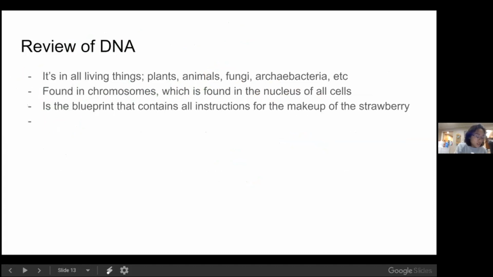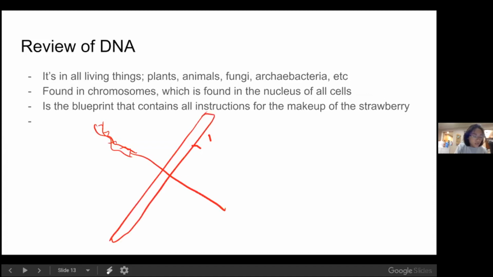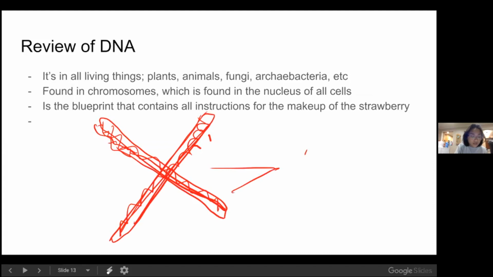You find your DNA inside of chromosomes. So chromosomes are basically really big X-shaped chunks of a bunch of DNA inside. And these chromosomes are found inside the nucleus of all cells. DNA is really important because it's the blueprint that contains all the instructions for the makeup of that strawberry.